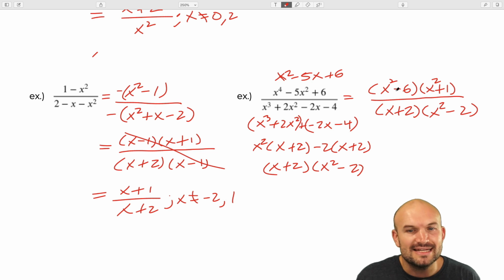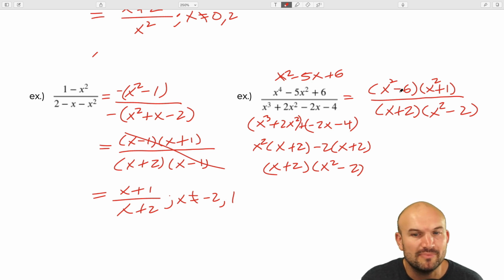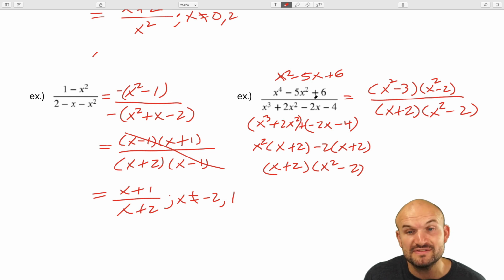Negative 6, yes, negative 6 and 1 add to give you negative 5. But again, check your work. Negative 6 times positive 1 does not give you a positive 6. So those factors are incorrect. And I already did this problem, so I can't believe I even made that mistake. But the answers here are negative 3 and negative 2. Negative 3 times negative 2 gives me a positive 6. Negative 3 plus negative 2 gives me a negative 5.